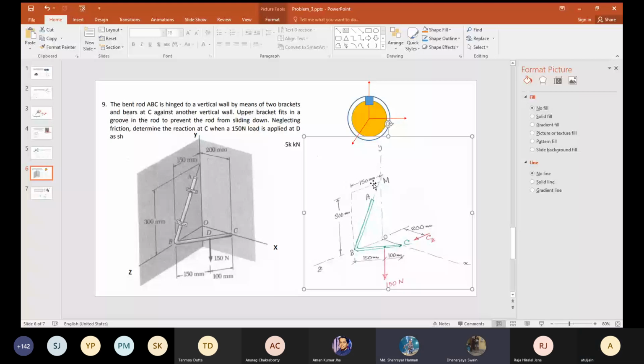Sir, in this question, I'm getting 45 Newton instead of 45 kilonewton. Yes, it should be 45 Newton. I am also getting 45 Newton. Okay, thank you. So once this is clear, look at this free body diagram. Try to find out the unit vector along length BM. Then I think you will be able to solve this. I think that is the only difficult part.